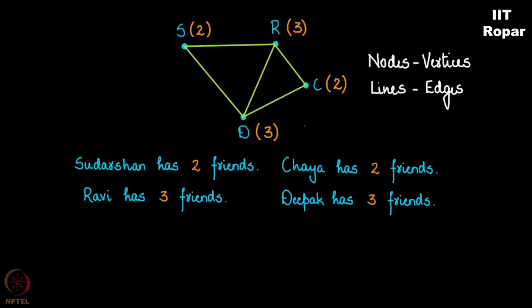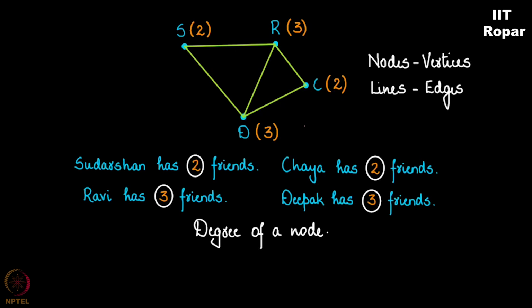Okay? And this number that I have written here, as you can see, 2, 3, 2, 3, this is called the degree of a node. So degree of S is 2, degree of R is 3, degree of C is 2, degree of D is 3. And 2, 3, 2, 3 is called a degree sequence of this graph.